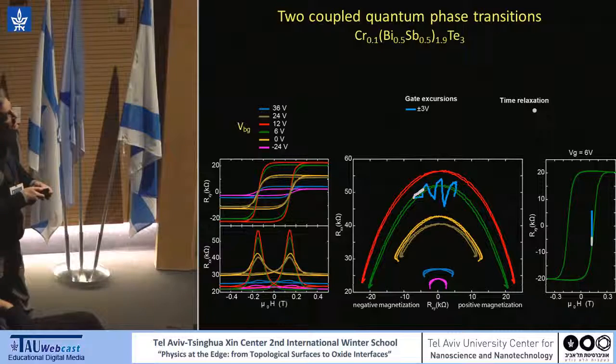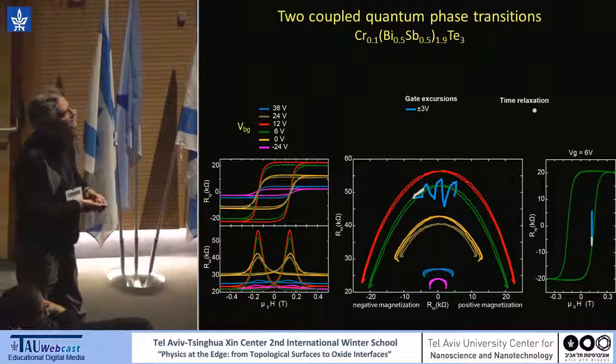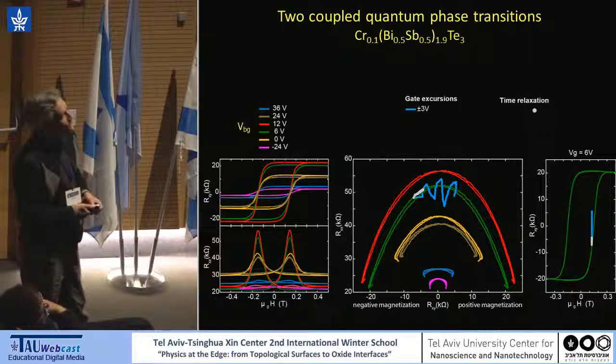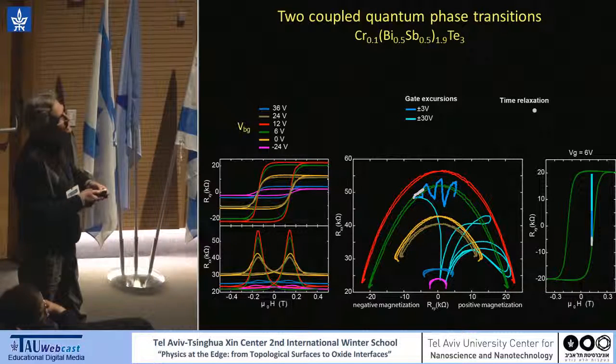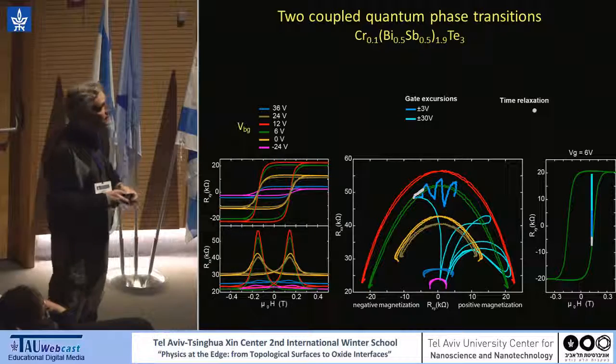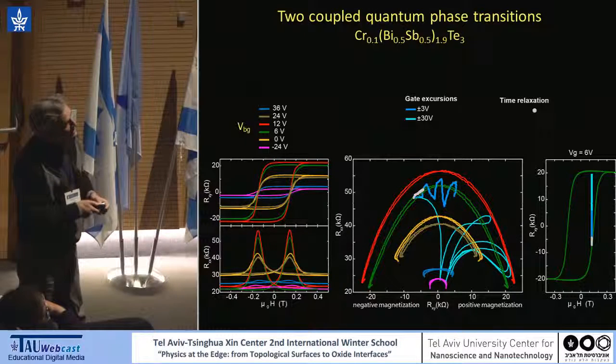So this time took about, I don't remember, an hour, right? This was about an hour, but this, in a few minutes, we can get much larger relaxation. And this, we can take it to extreme if we do gate excursions of plus minus 30 volts very slowly on a scale of minutes. We actually collapse the magnetization completely, as you can see here.